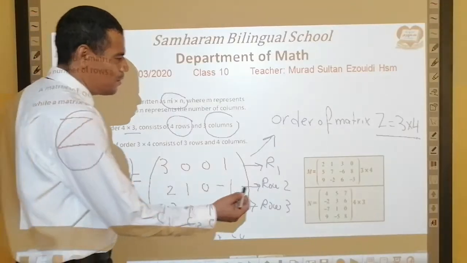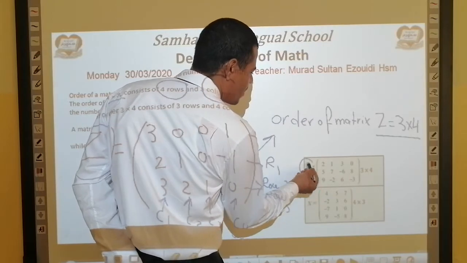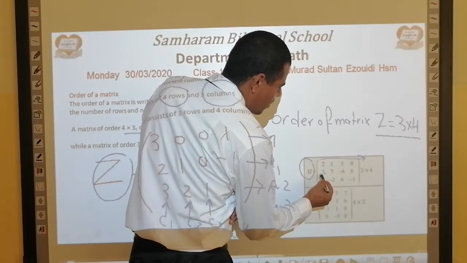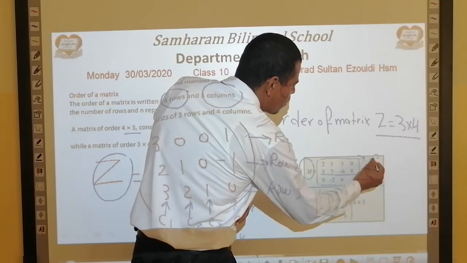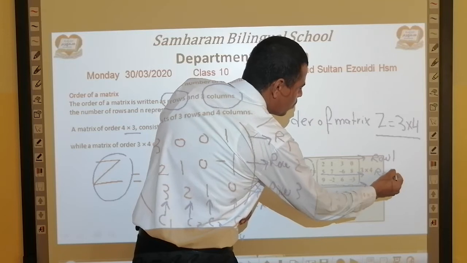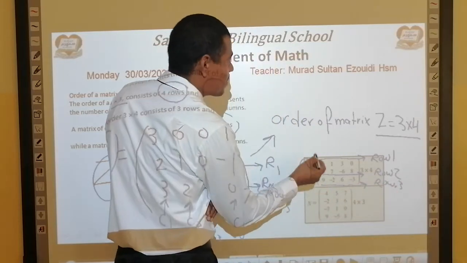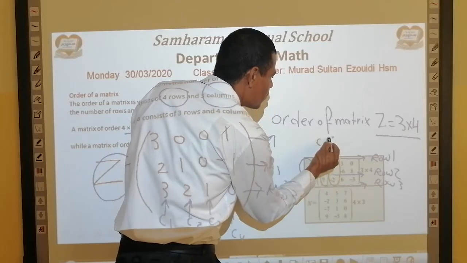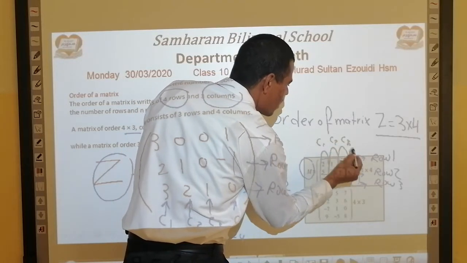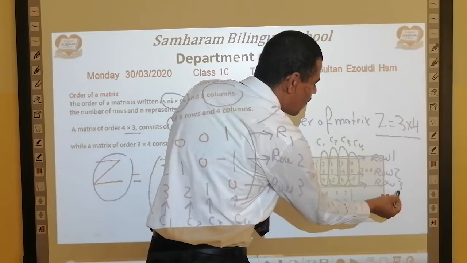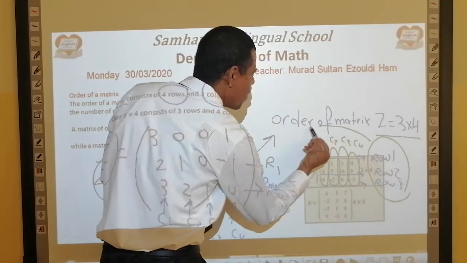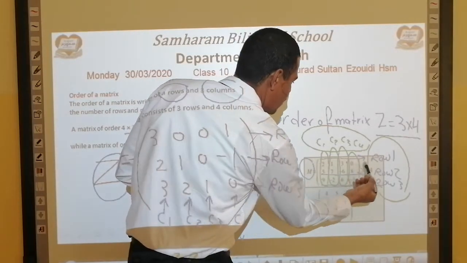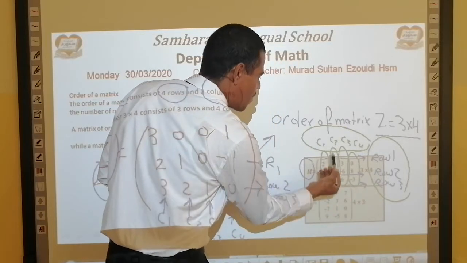Okay, my kids? For example, what is the order of this matrix that consists of 3 rows? This is row number 1, row 2, and row 3. But how many columns, my kids? You can see that. This is C1, this is C2, this one C3, and the last one is C4. So we have only 3 rows. I should multiply by the number of columns. It means that the order of this matrix M is 3 by 4. Why? Because we have 3 rows, and by 4, because I have 4 columns.